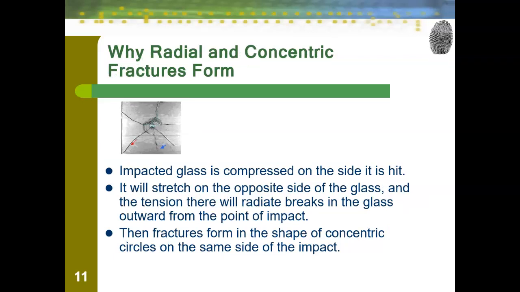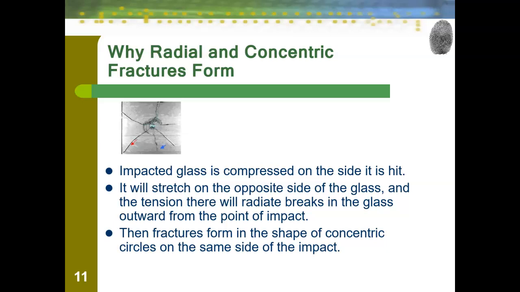So there are two types of fractures we are concerned with, radial and concentric fractures. So let's talk about both of them. When we break a piece of glass, the glass is compressed on the impacted side, the side the hit came from. That means it's going to stretch on the opposite side. So it impacts on the side of the hit, stretches away from the hit. And the tension from that stretching is what causes radial fractures to occur because they radiate, hence the name, outward from the point of impact. So these are not straight lines, but they are jagged lines that occur.